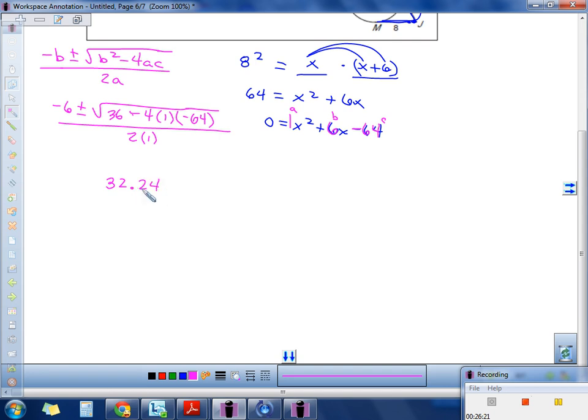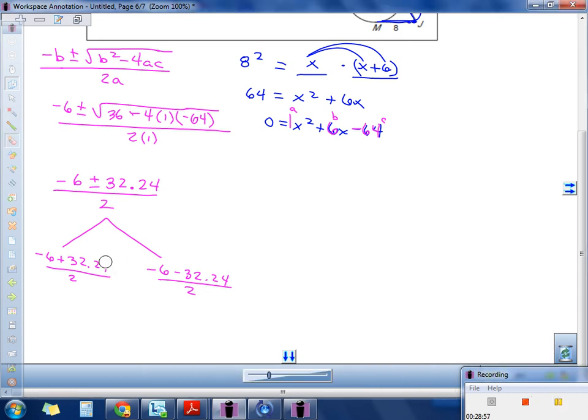32.24. All right, and then we have our plus and minus, a negative 6, and 2 times 1 is 2. Break it down to 2 problems. We're going to add in one part, we're going to subtract in the other. So that's negative 6 plus 32.24 divided by 2, and negative 6 minus 32.24 divided by 2. Type those in to get your final answers.